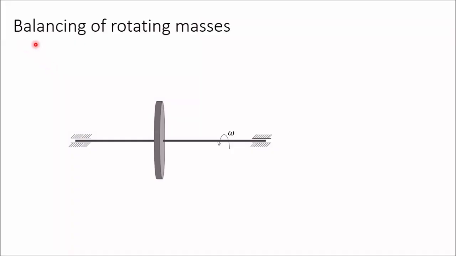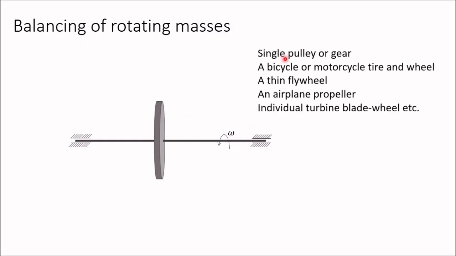In this video, we will learn balancing of rotating masses. Consider a thin disc rigidly attached to a shaft which is rotating with a uniform angular velocity of omega. This disc can be a single pulley or gear, a bicycle or motorcycle tire and wheel, a thin flywheel, an airplane propeller, or individual turbine blade, wheel, etc.